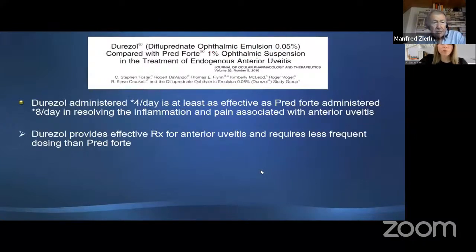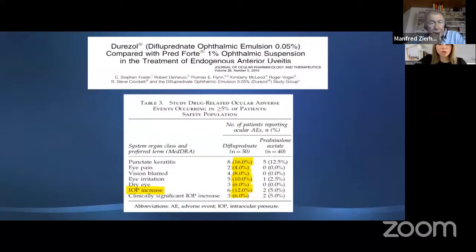A nice study compared the use of Durezol to Pred Forte in eyes with anterior uveitis and showed that Durezol, administered 4 times a day, was at least as effective as Pred Forte given 8 times a day in resolving the inflammatory process. The authors concluded that Durezol provides effective treatment for anterior uveitis, and it requires less frequent dosing than Pred Forte. The authors also showed that with Durezol, there may be a higher complications rate, and the most common complication was intraocular pressure increase.